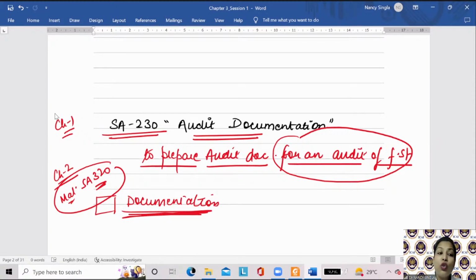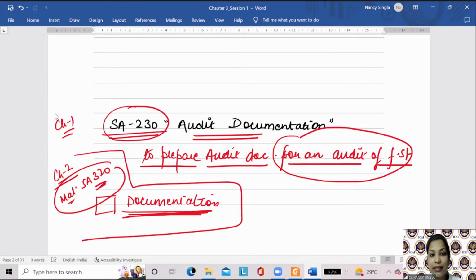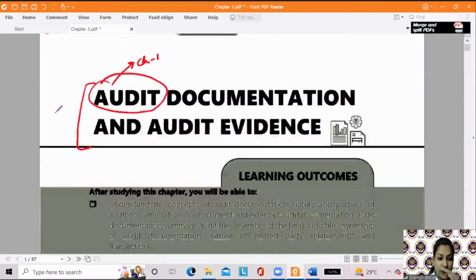Remember, right? So SA 230 says that if there are any specific requirements in particular SAs, that will not limit the auditor's responsibility with respect to SA 230. So if SA 230 is saying that throughout the conduct of audit documentation is to be maintained, the auditor cannot say that 320 speaks only for materiality, no. So SA 230 says it is the responsibility of the auditor to prepare audit documentation for an audit of financial statement, that is throughout the conduct of the audit.